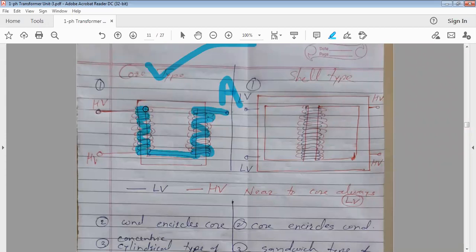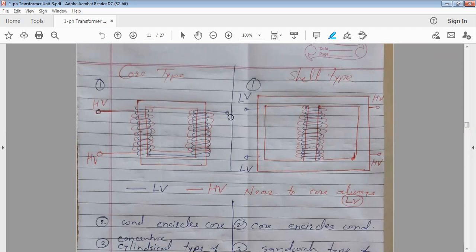LV turns first, then once LV is over, HV above it. Initially from top to bottom on both the side limbs, LV turns. Then above it, HV. See here, HV above it. Then it will continue to the other limb also, HV. Then above it again LV, then above it again HV, and so on. Here I have shown only 2 layers, but it can be 3, 4, 5 layers depending on how many turns are there. Isn't it? Okay, so initially on both the side limbs LV turns, and then above it HV, then again above it LV, then again above it HV.